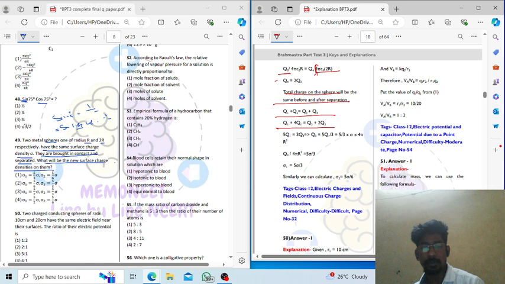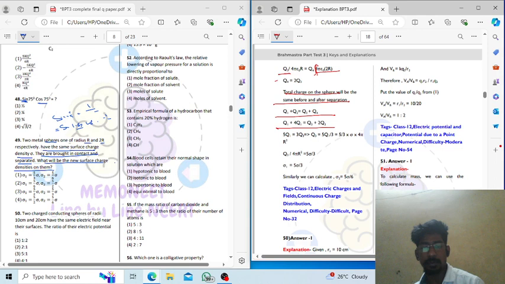As Q1 by Q2, what did we calculate? We calculated Q1 by Q2 equals R1 square by R2 square. So here V1 by V2 will be equal to Q1 by Q2 into R2 by R1, so R2 by R1 partly cancels out, and it will become R1 by R2. So it will become 10 by 20. So the ratio will be 1:2 only.